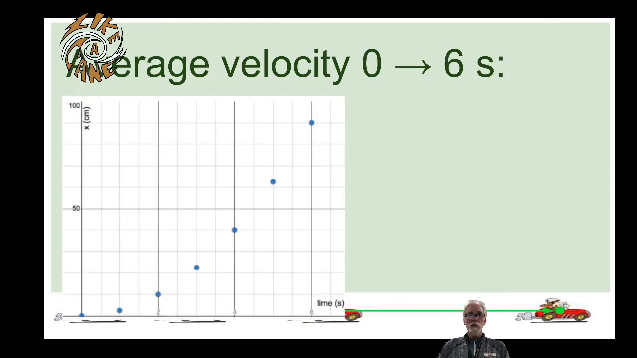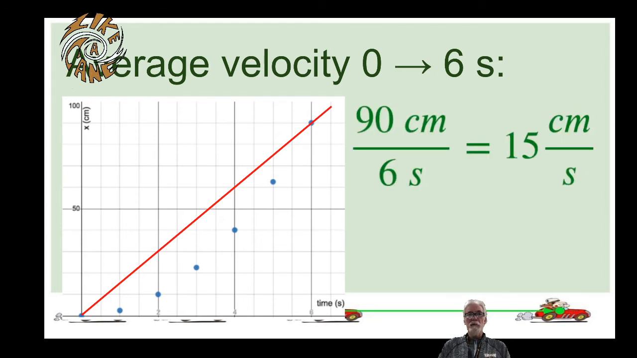First of all, even though the velocity is not constant, the average velocity is still the ratio of displacement to time elapsed. So if we draw a line from the beginning point to the ending point, we can find the average velocity over this 6-second interval. The position changed by 90 centimeters in 6 seconds, so that's 15 centimeters every second as an average velocity.